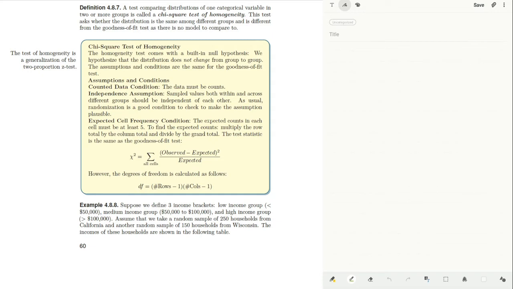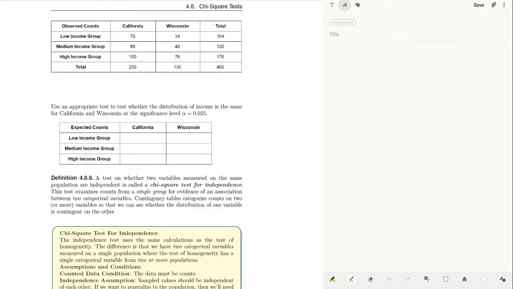So let's take a look at an example. Suppose we have three different income brackets: the low income group that makes less than 50,000, the medium income group which makes between 50,000 and 100,000, and the high income group which makes over 100,000. Now assume that we have a random sample of 250 households from California and another sample of 150 households from Wisconsin. So the distribution of income groups in each of these states are given in the table.